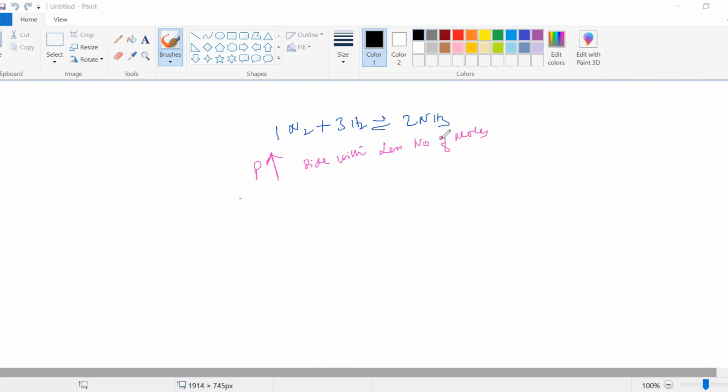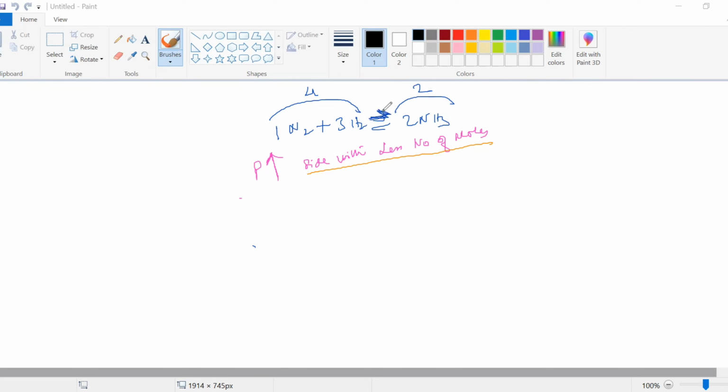If you increase the pressure, which direction does it shift? The reaction shifts to the side with less number of moles. Now, if you increase the pressure, will it move forward or backward? The total number of moles on the reactant side is 4. The total number of moles in the product is 2. So the forward direction. Is it clear?